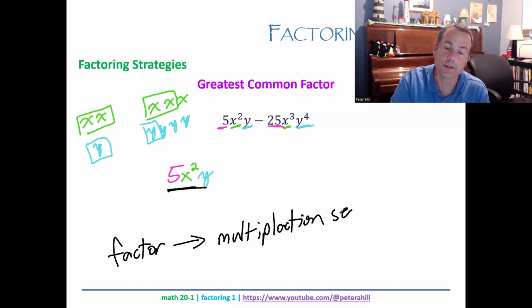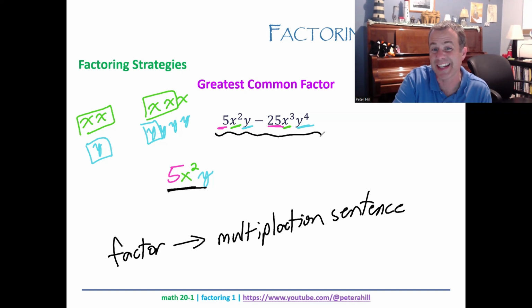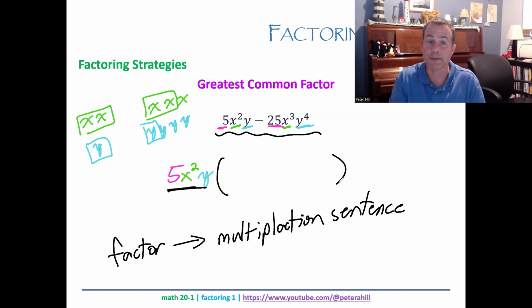Multiplication sentence. Okay, so what I want you to notice right now is this is a subtraction statement, right? It's one term minus one term. What we're doing when we're factoring is we're going to pull out that greatest common factor, and then what are we going to put? We're going to put an open bracket. Well, what do those brackets mean?